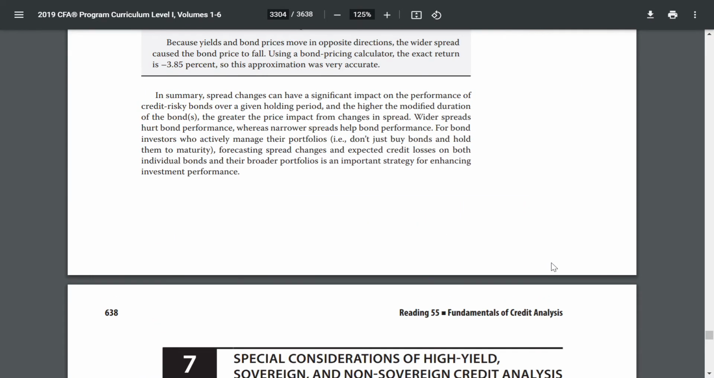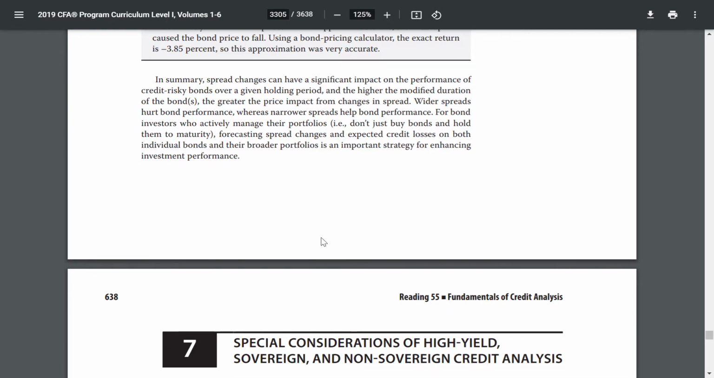In summary, the spread change has a significant impact on the performance of credit risky bonds over a given holding period, and the higher the modified duration of the bonds, the greater the price impact of the change in the spread. Wider spreads hurt bond performance, whereas narrower spreads help bond performance. For bond investors who actively manage their portfolios, forecasting spread changes and expected credit losses on both individual bonds and their broader portfolios is an important strategy for enhancing investment performance.